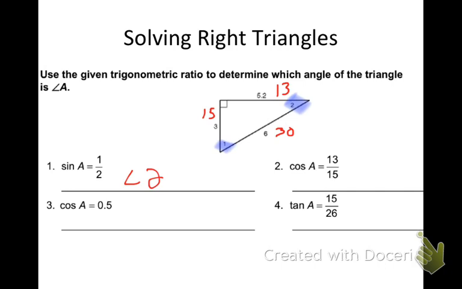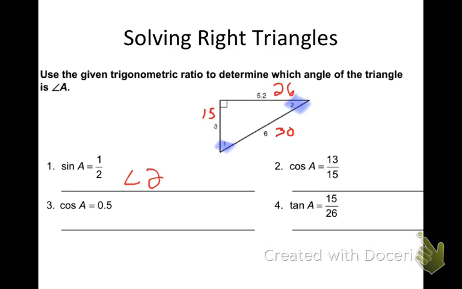What? Oh, I said 13 there. That's 26. Thank you. Which one gets me a cosine of 13 over 15? Cosine, again, is adjacent over hypotenuse. Which one gets me a cosine that's 13 over 15?